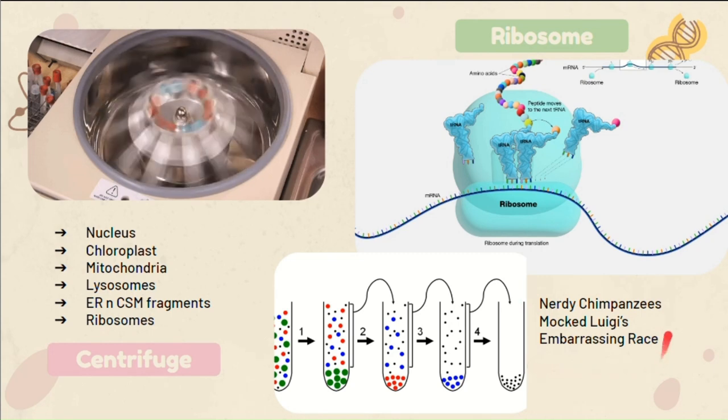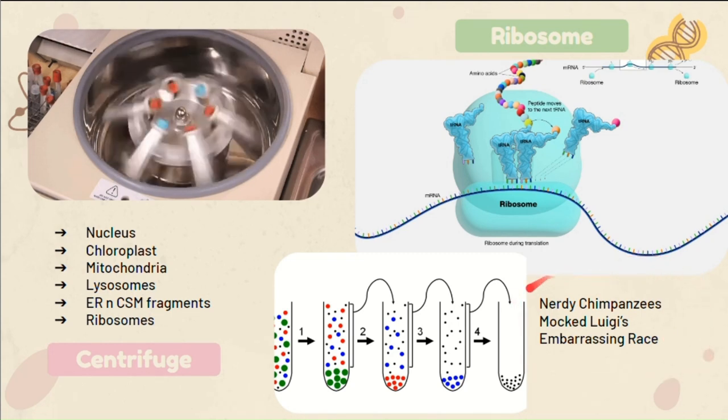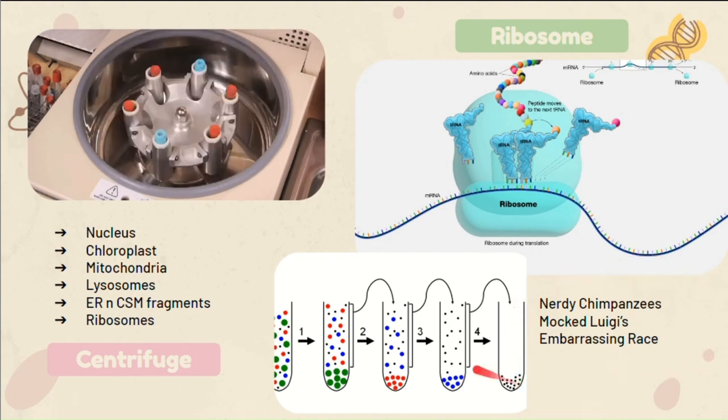Nerdy chimpanzees, mock Luigi's embarrassing race, is the lazy crafted mnemonic I made to show the order in which these organelles will sediment. You're welcome, but you can just make your own, feel free to. Just remember that the ER and CSM fragments roughly sediment together.